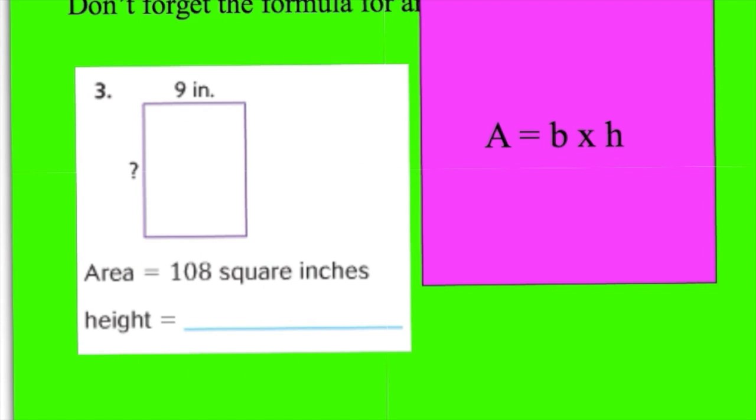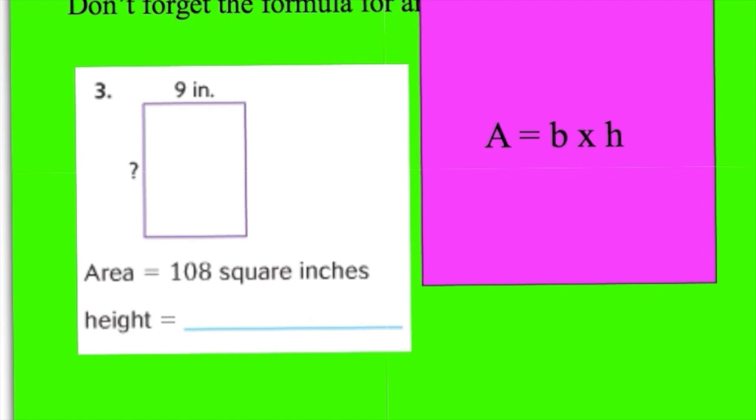Let's try this problem on page 513. And don't forget the formula for area. Area equals base times height. What's very important is that you remember the formula for area and perimeter. And it's also very important to know, are they asking you to find the area or the perimeter?